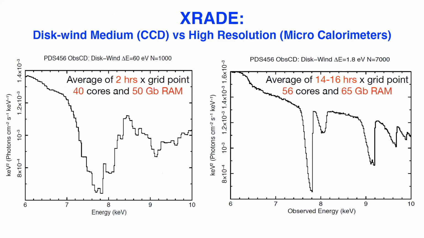But the thing that really caught my attention is that there you have the CCD-like resolution, and there you have the micro-calorimeter. To create a grid point with 40 cores takes around 2 hours. But when I did the high resolution, which was just a very easy run with all predefined parameters, it took 14 to 16 hours. So I thought, here we are in trouble.